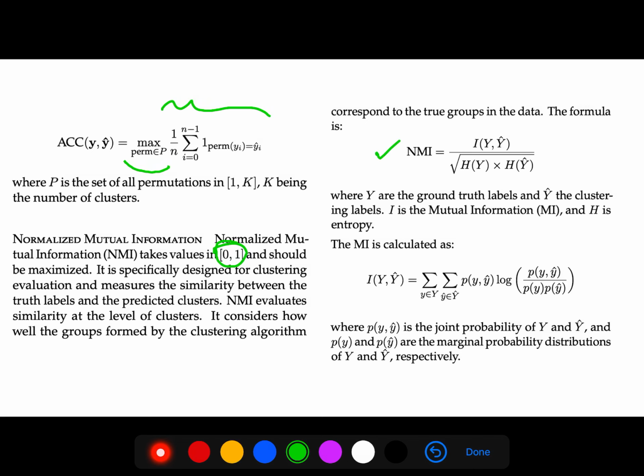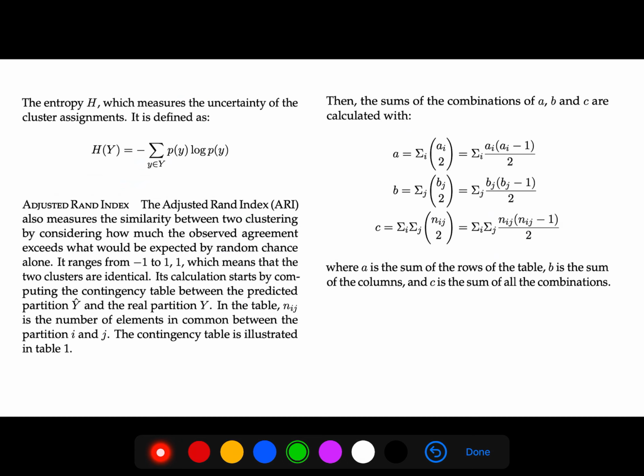So for this NMI, you see the Y is the ground truth, Y hat is the clustering labels, and I is the mutual information. Here H is the entropy. So we can calculate the mutual information like this. But this P is a joint probability, and the individual ones are just the marginal probabilities. So you know the definition of entropy.